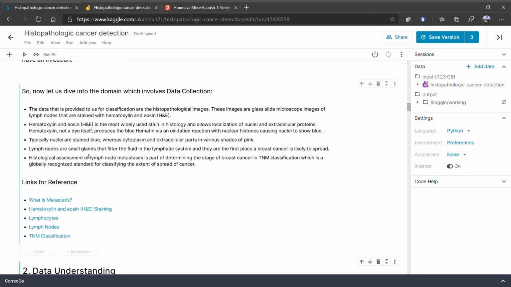Histological assessment of lymph node metastasis is a part of determining the stage of breast cancer in the TNM classification. The TNM classification is a recognized standard for classifying the extent of the spread of cancer, whether the cancer has a wide chance to spread or not. Here I have provided some links: what is metastasis, hematoxylin and eosin staining, lymphocytes, lymph nodes, and the TNM classification.